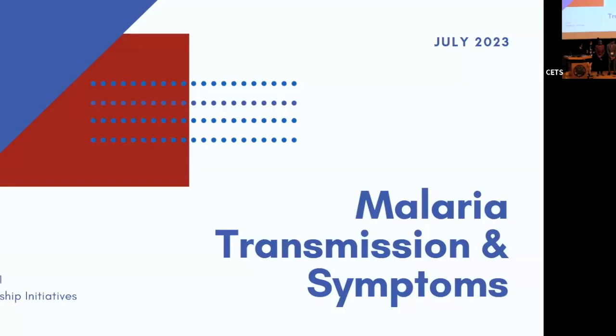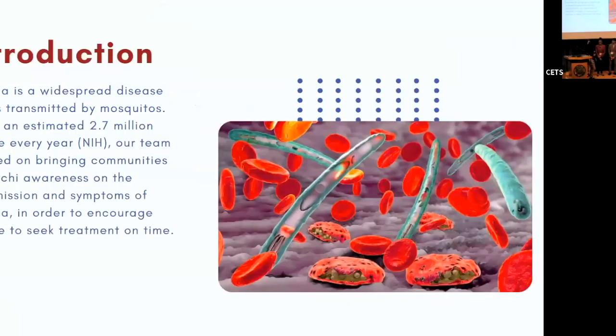Hi, I'm Joseph. And we're team one, malaria transmission and symptoms. What is malaria? Malaria is a disease transmitted by mosquitoes, killing about 2.7 million people each year. Our team focused on bringing communities in Bauchi awareness on the transmission and symptoms of malaria.